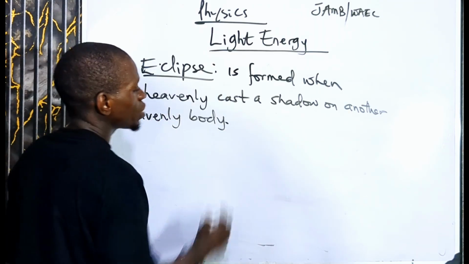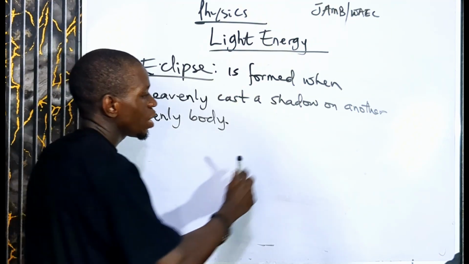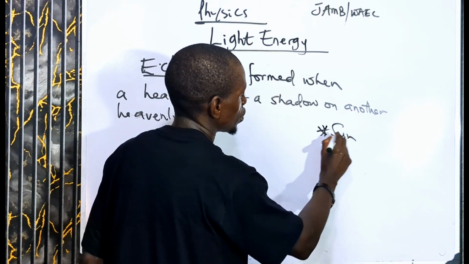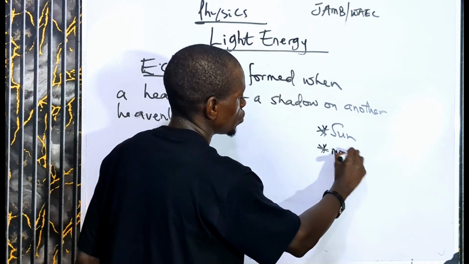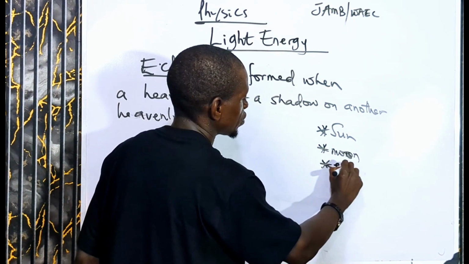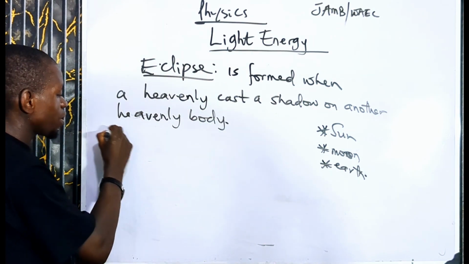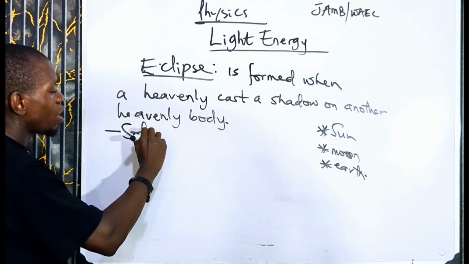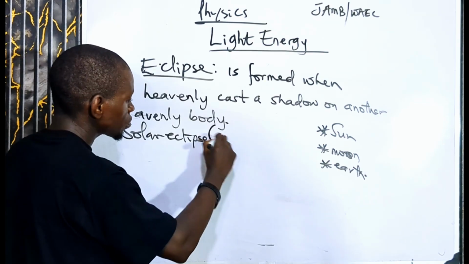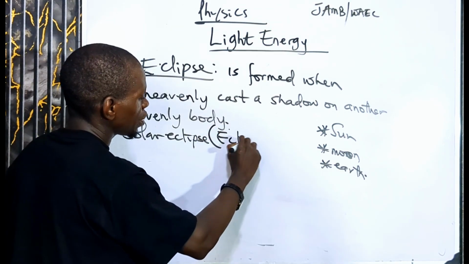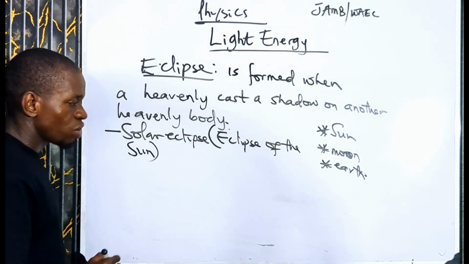And when I say heavenly body, what heavenly body am I referring to? There are three that I'm going to be talking about in this topic, and these are basically the sun, the moon, and the earth. So these are the only three that I'll be mentioning. Under eclipse, first of all, we have what we call the solar eclipse, or eclipse of the sun.